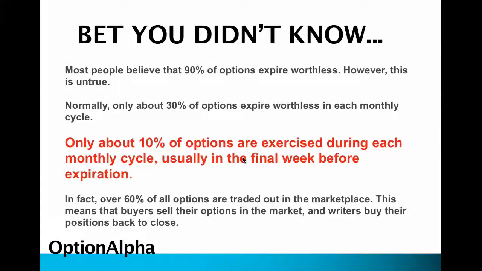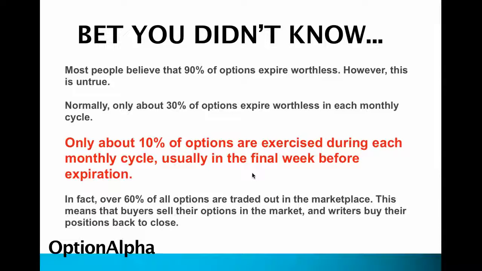So just some information and tidbits, some tips and tricks and useful stuff here. I bet you didn't know that most people believe 90% of options expire worthless. That is widely held as true. However, this is untrue. Normally, about 30% of options expire completely worthless in each monthly expiration period. Only about 10% of the options are actually exercised before the monthly cycle, usually in the final week before expiration.